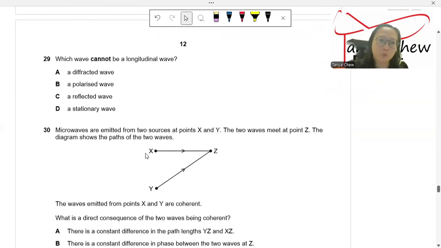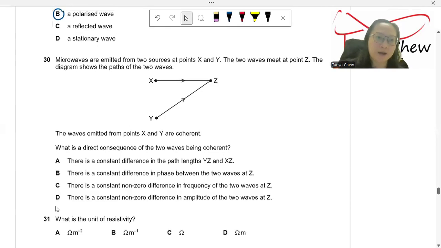Question number 29. Which wave cannot be a longitudinal wave? Answer is B, because longitudinal wave can never be polarized. That is one of the differences between longitudinal wave and transverse wave.